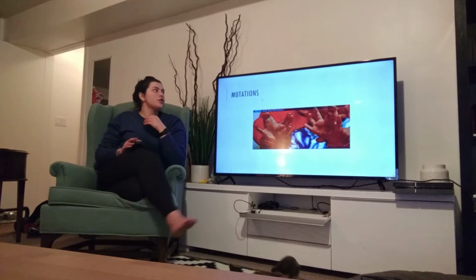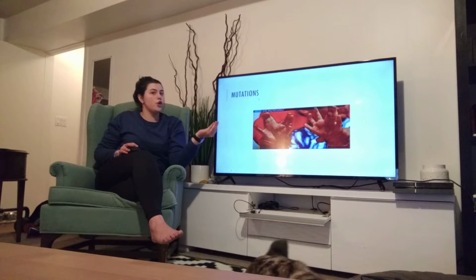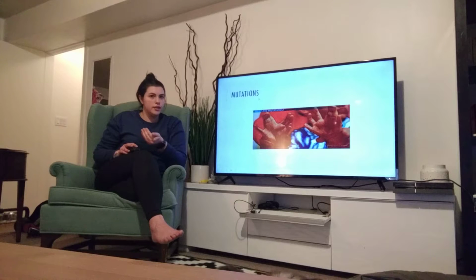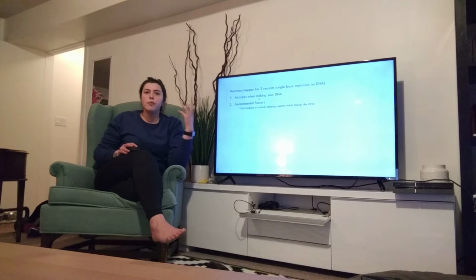There we go. Now we're just going to talk a little bit about mutations and what it looks like when they occur in protein synthesis. So mutations happen for 2 reasons, and we're talking specifically about single base mutations on DNA. There's other reasons that mutations might happen, but we're talking specifically in protein synthesis.